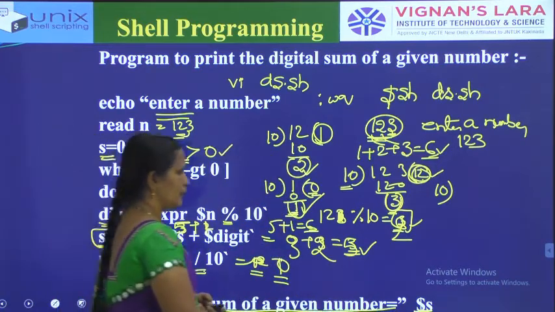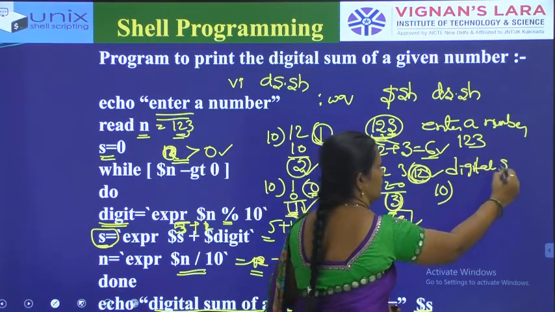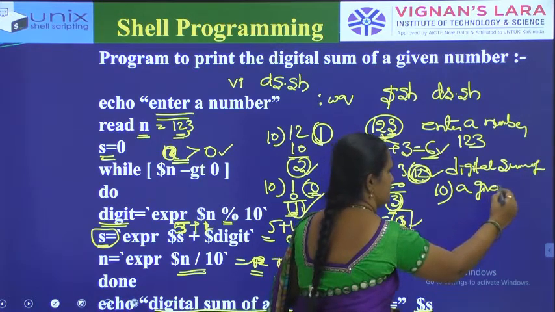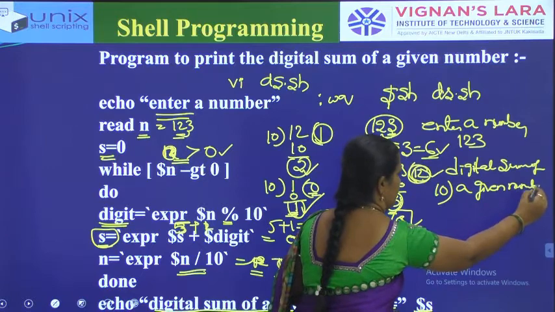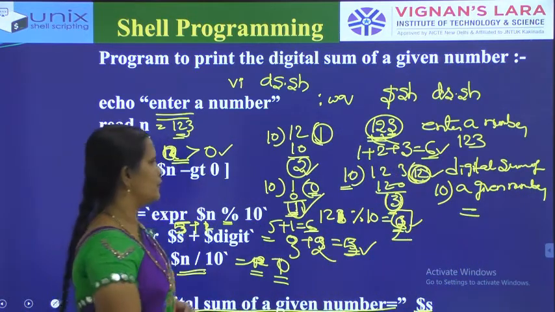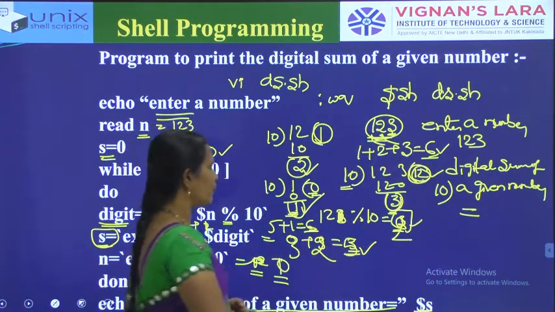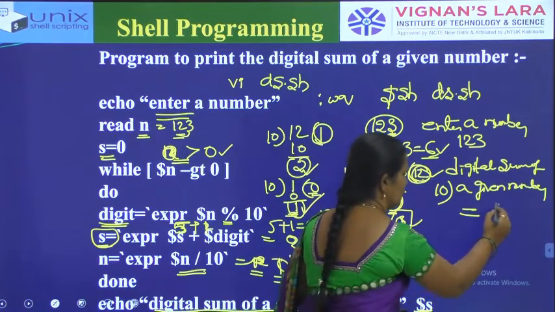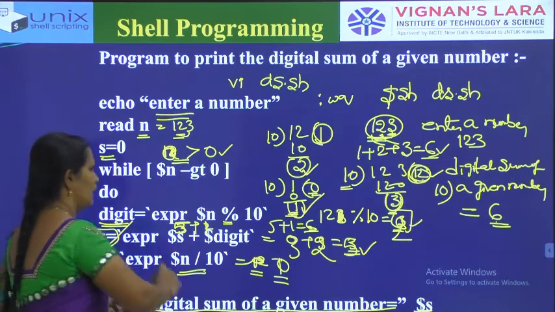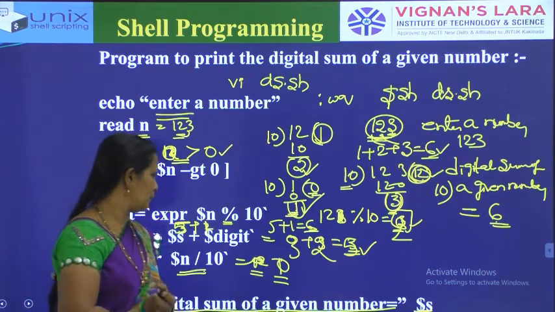Digital sum of a given number is equals to, here number is 123. First you have to get 3, next 2, next 1. So 1 plus 2 plus 3 is equals to 6. This 6 is stored in a variable S. Like this. In order to print digital sum of a given number, the code is this.